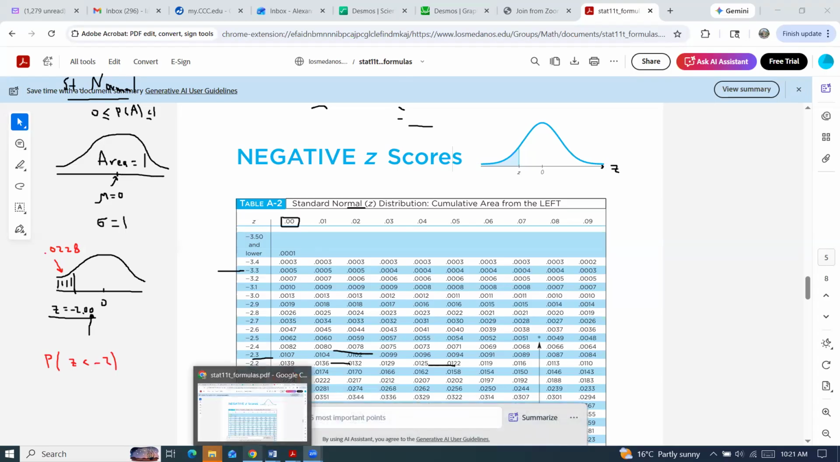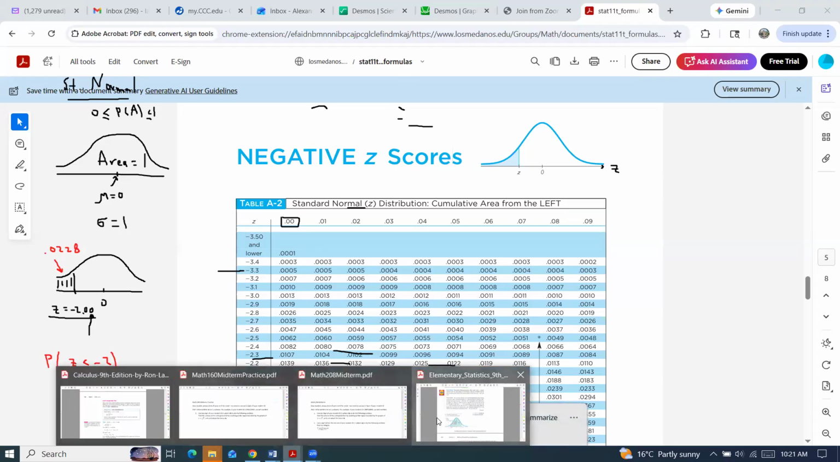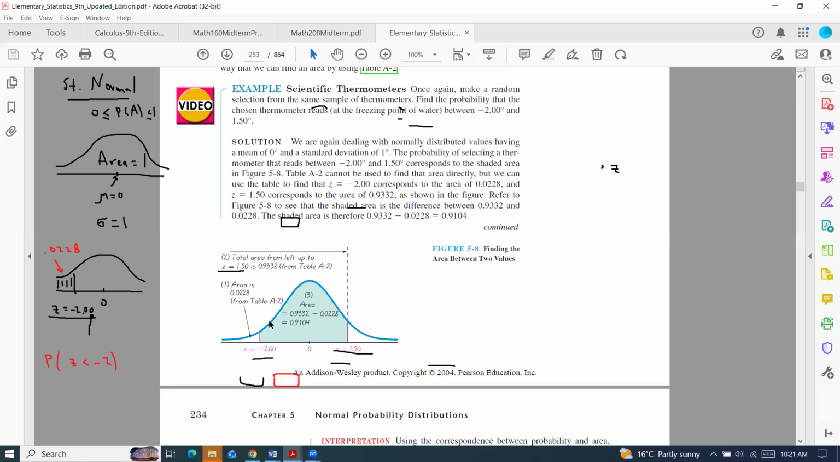But just minus 2 is good enough. And I can go back to the textbook and see they also have the same answer here, minus 2.0228. So exactly the same that we just found in the little tables.